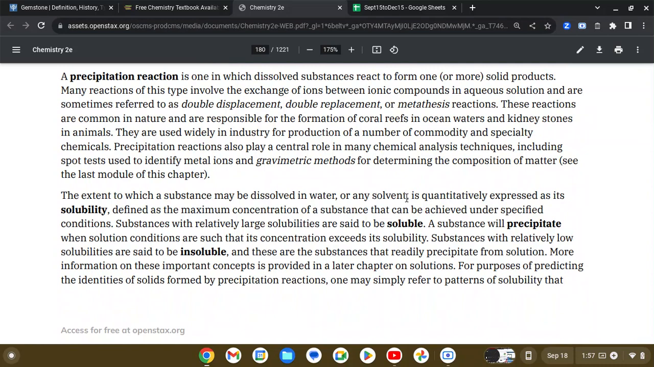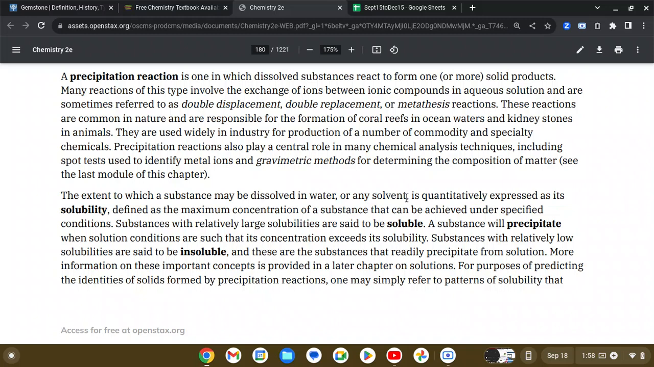The extent to which a substance may be dissolved in water, or any solvent, is quantitatively expressed as its solubility. Defined as the maximum concentration of a substance that can be achieved under specified conditions, substances with relatively large solubilities are said to be soluble. A substance will precipitate when solution conditions are such that its concentration exceeds its solubility. Substances with relatively low solubilities are said to be insoluble, and these are the substances that readily precipitate from solution. More information on these important concepts is provided in a later chapter on solutions.